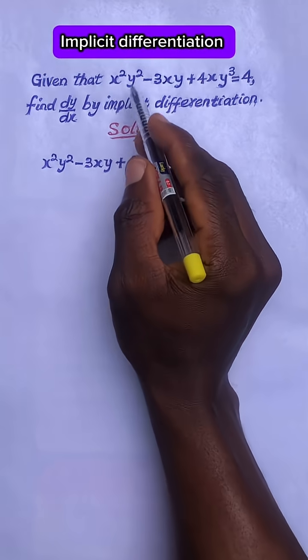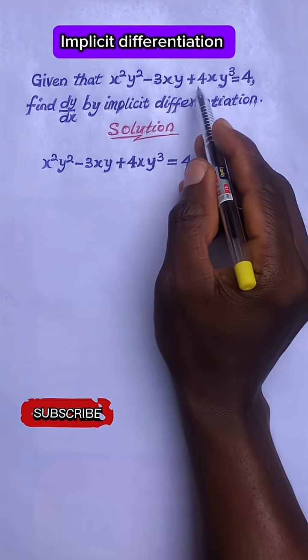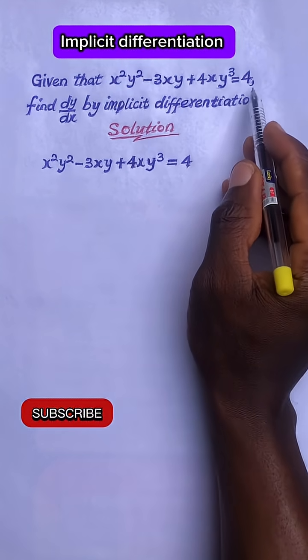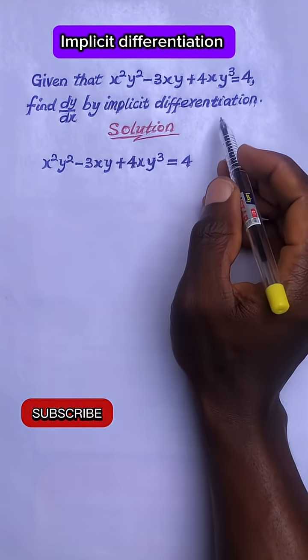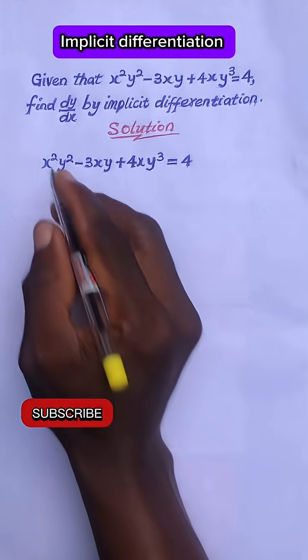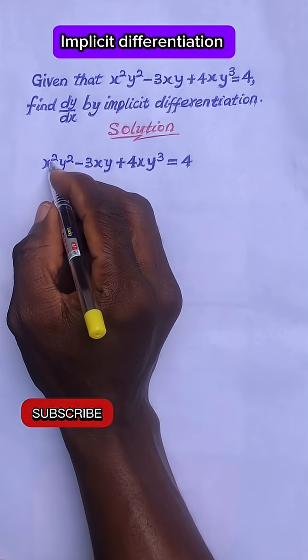Given that x squared y squared minus 3xy plus 4xy cubed is equal to 4, find dy/dx by implicit differentiation. Solution. We're going to use the product rule and then make dy/dx the subject. So we're going to differentiate the first and write down the second.